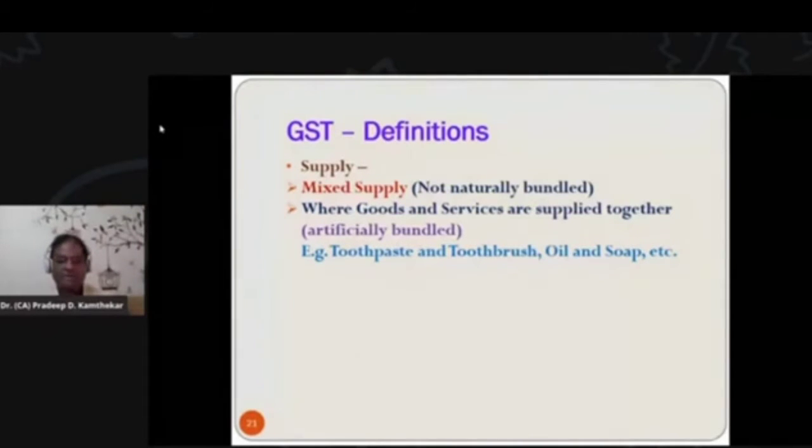But if they are given to you as a mixed supply together, bundled together, artificially bundled, then the 18% GST rate, which is otherwise applicable to oil, will be applied on the entire value of oil and soap, which is given to you together. So that is why it is called mixed supply. And in mixed supply, the higher rate of the goods and services which are forming part of that mixed supply is applicable on the entire value of the goods and services supplied.